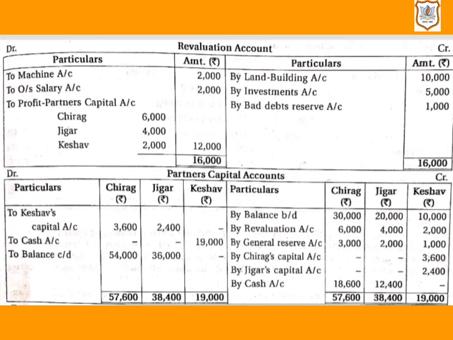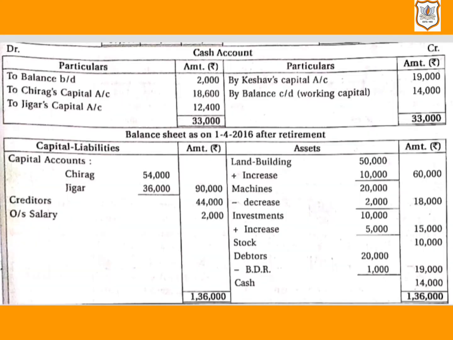Now next point, point number 6. Rupees 2,000 is outstanding for salary payable to an employee. Here outstanding salary is unrecorded liability. So when unrecorded liability is brought in the books, it is a loss for the firm. So it will be recorded on debit side of revaluation account, to outstanding salary account, amount 2,000. And in balance sheet, we will show it on liability side. Here it is, outstanding salary amount 2,000.